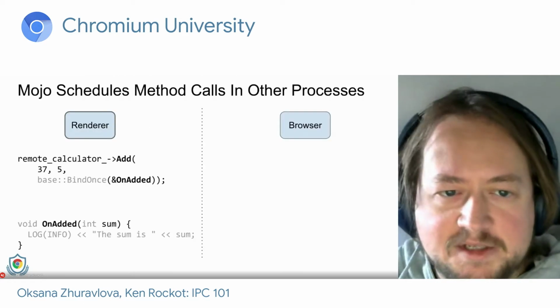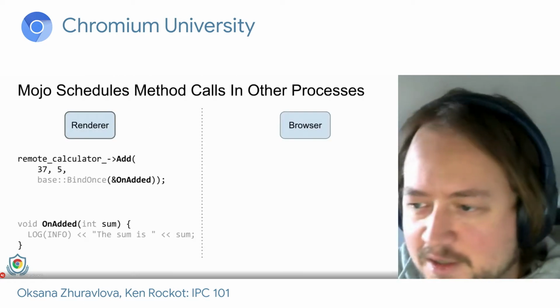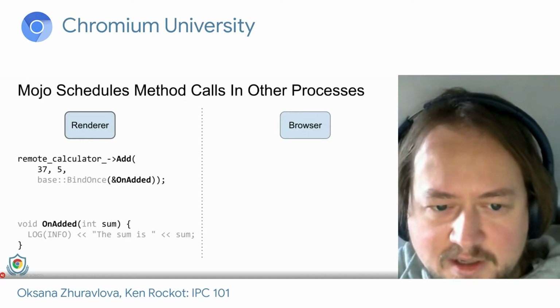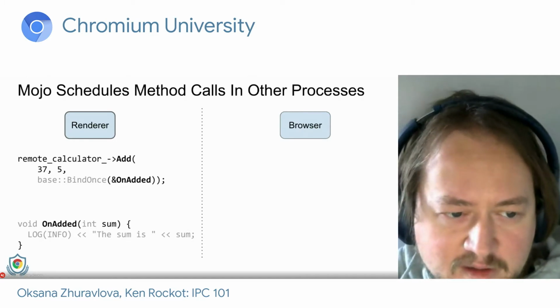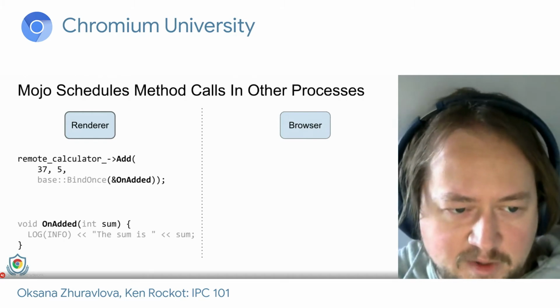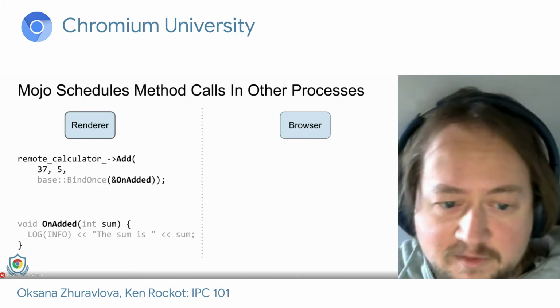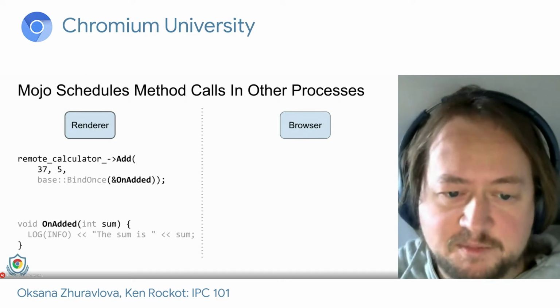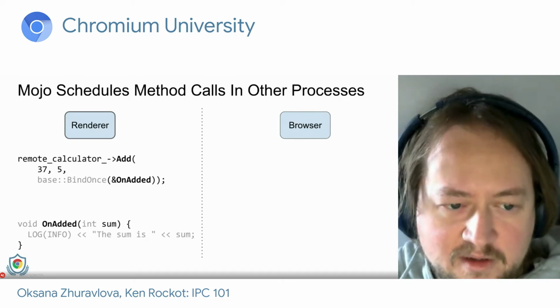So the basic idea behind Mojo is it allows us to schedule this async work in another process. It looks just like an async method call. You know, I call Add on this object, this remote calculator, which we'll talk about in a minute. And eventually the result comes back to a callback we provide.